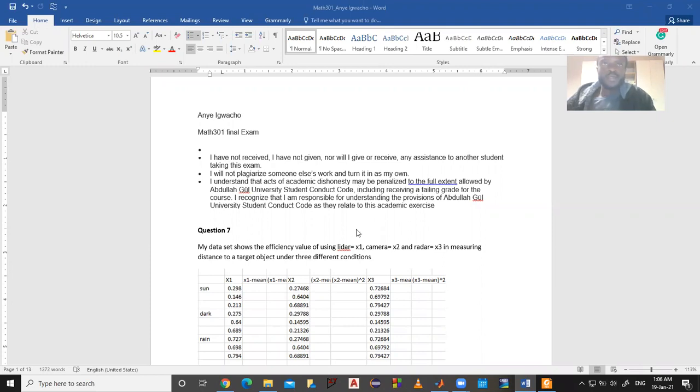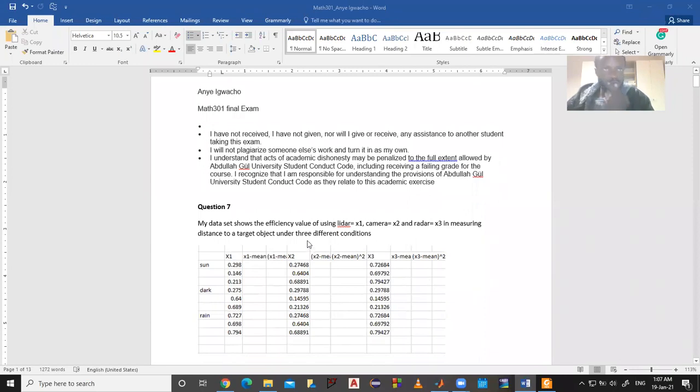I'll start with question 7, the last question. My data set is the efficiency of three sensors: the lidar, the camera, and the radar. I get the efficiency during different conditions, like during sunlight, during darkness, and during rainfall. These are the efficiencies for three different sensors. X1 represents the LiDAR, X2 is the camera, and X3 is the radar.